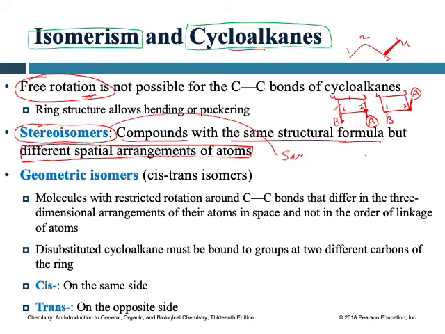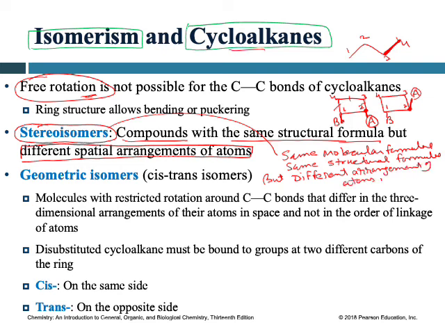Stereoisomers have the same molecular formula, the same structural formula, but a different arrangement of atoms in space, or 3D space, right? So one of the types of stereoisomer is geometrical isomerism.